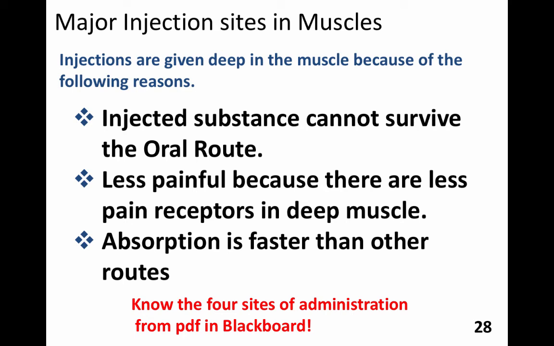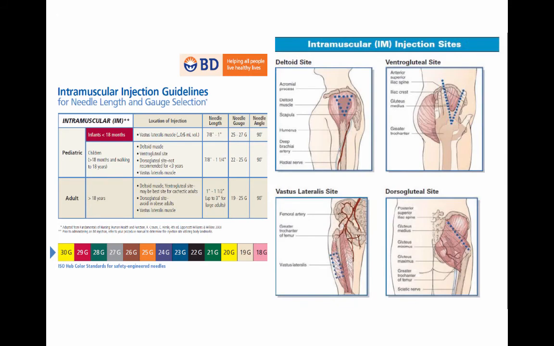Before we get done with this first part, the last part that we have is looking at the major injection sites in the muscle. Injections are given deep in the muscle because of the following reasons. Injected substances can survive the oral route. There's less pain because there are fewer pain receptors in deep muscle, and absorption is faster than other routes. Let's take a look at the different injection sites.